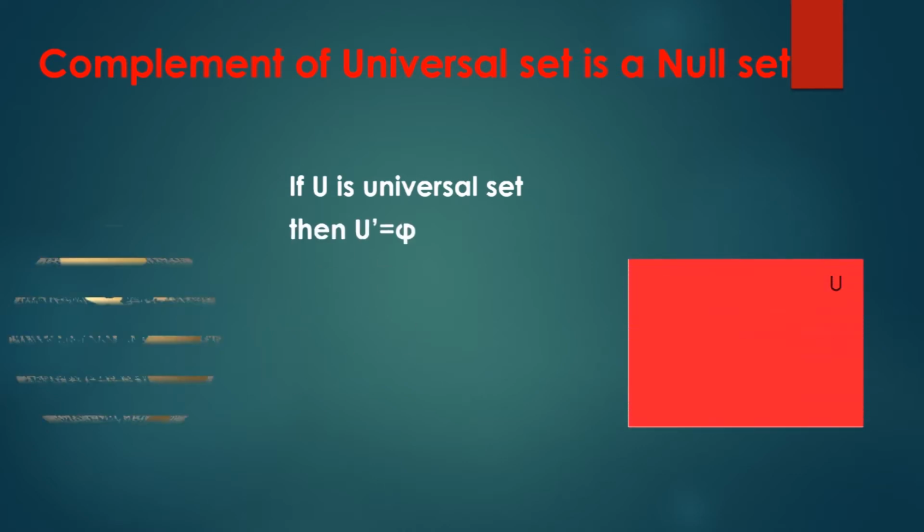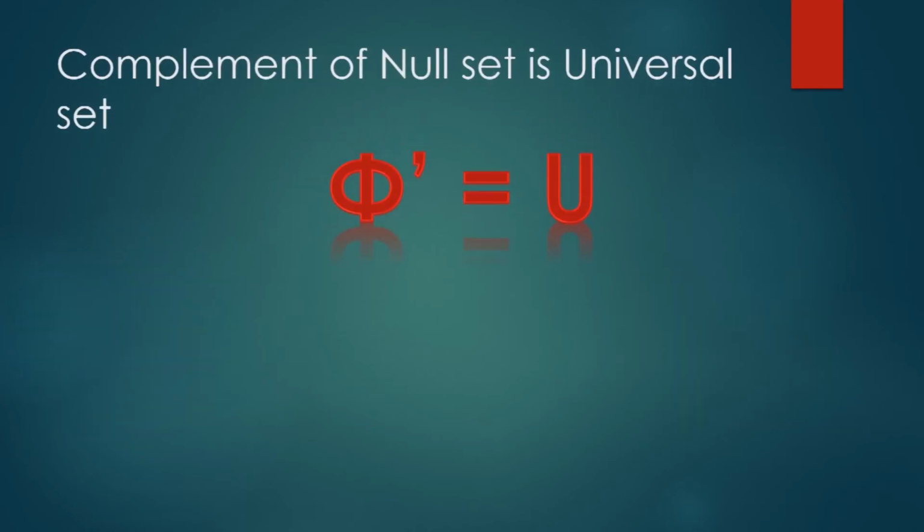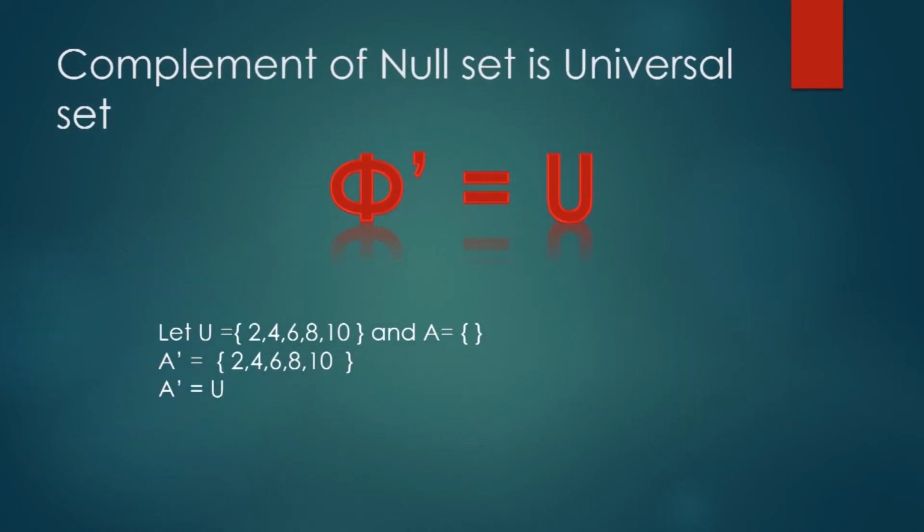So, we can say that complement of universal set is a null set. Venn diagram makes it more clear. Also, complement of null set is universal set. For example, let U be equal to 2, 4, 6, 8 and 10 and A be equal to a null set. Then, complement of A is 2, 4, 6, 8 and 10, which is a universal set. So, complement of null set is universal set.